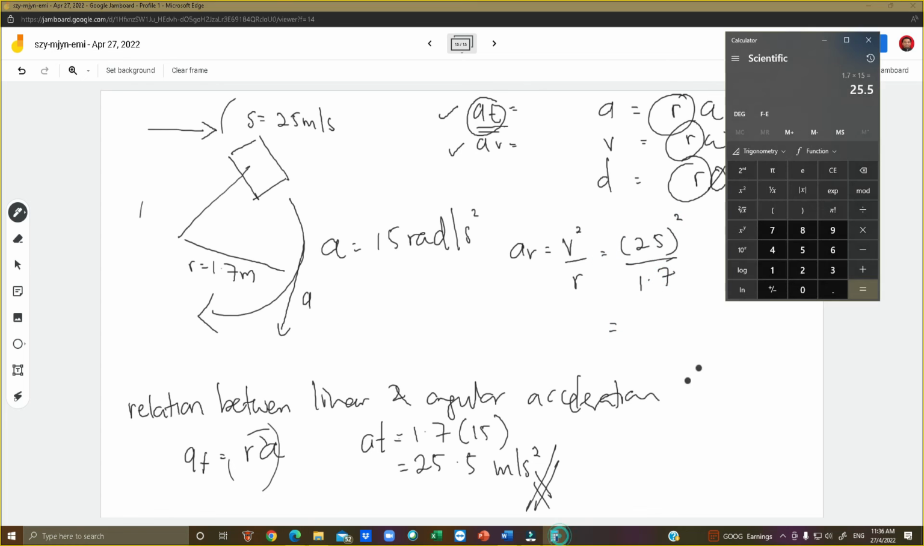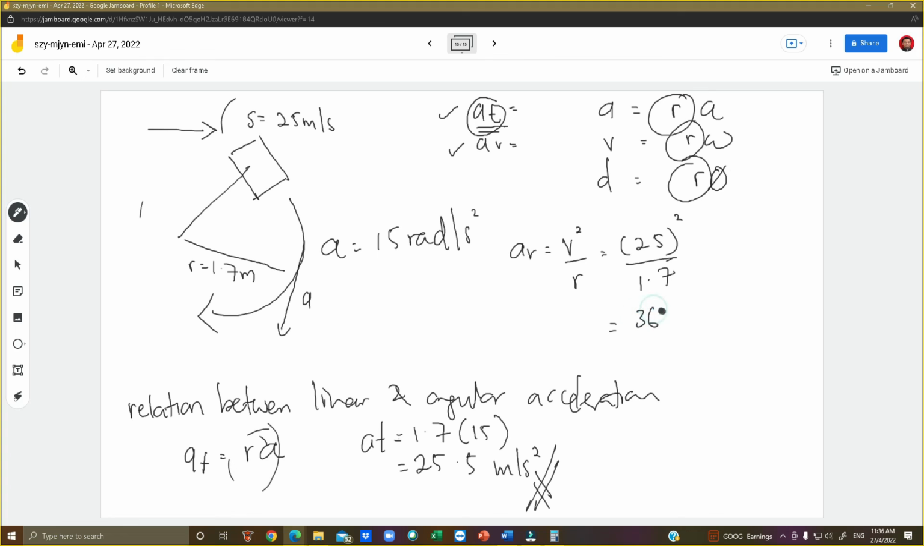Apa dapat? 25 square bahagi 1.7. 367.64 meter per second square. Apa maksud dia? Maksud dia, this hammer accelerated in tangent for 25.5 and accelerated inwards for 367.64. Quite high force here.